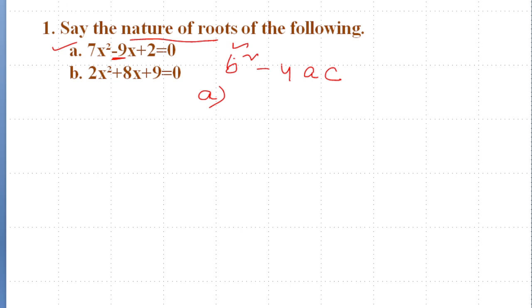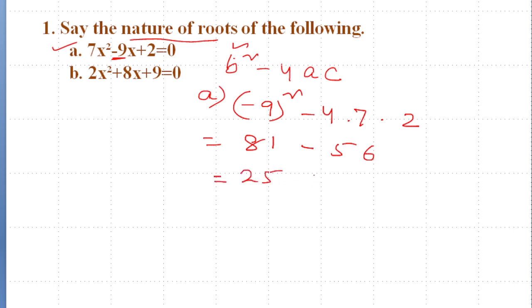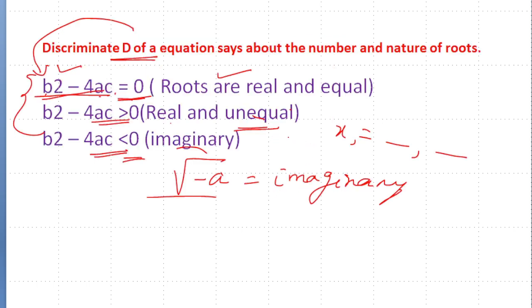Okay, so come to next. Here, b square minus 4ac equals 9 square minus 4 into a is 7 and c is 2. So calculate it: 81 minus 56. Now what is the value? That is 25, and it is undoubtedly greater than 0. So what we read in the last, here we read this is real and unequal.